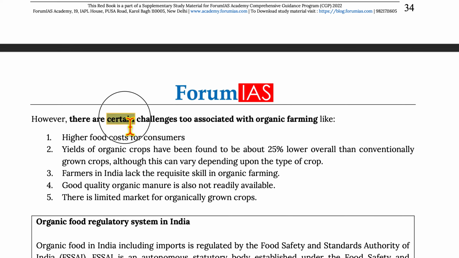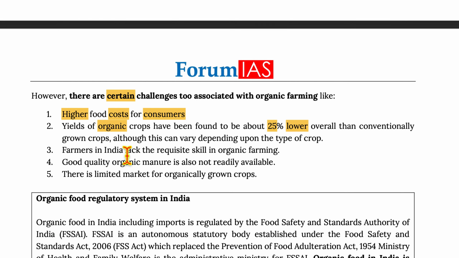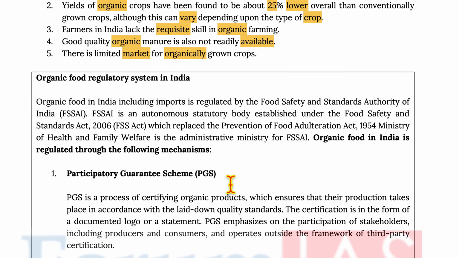However, there are certain challenges associated with organic farming, like higher food cost for consumers. Yields of organic crops have been found to be approximately 25% lower than conventionally grown crops, although this can vary depending on the type of crop. Now, farmers in India lack the requisite skills in organic farming. Good quality organic manure is not readily available. There is a limited market for organically grown crops.